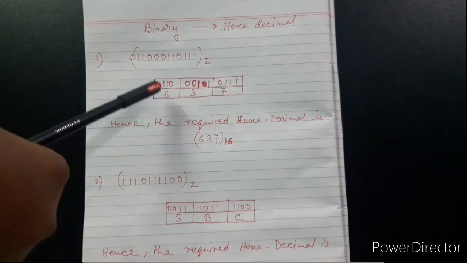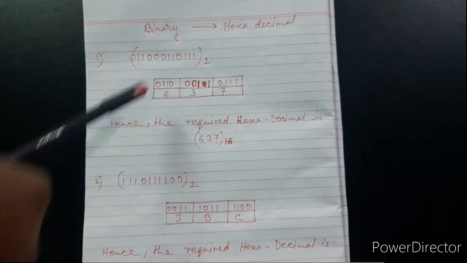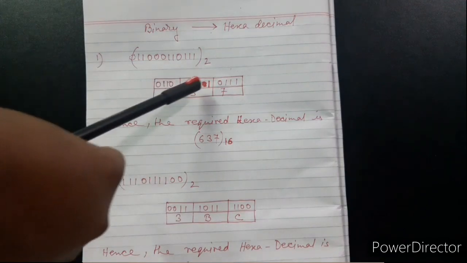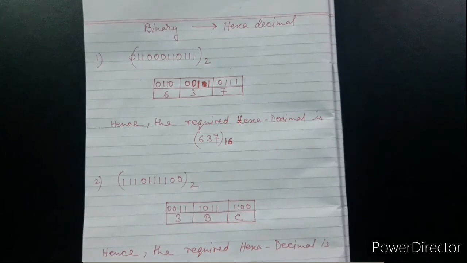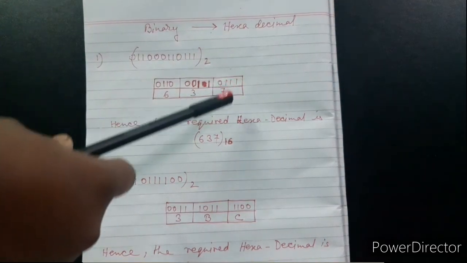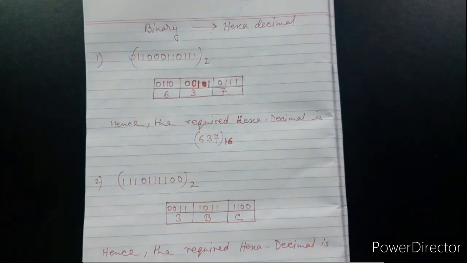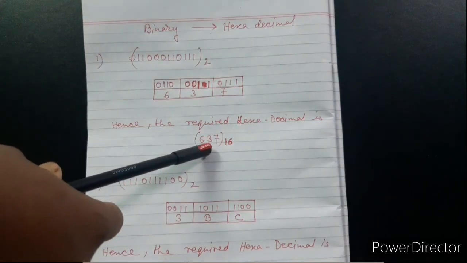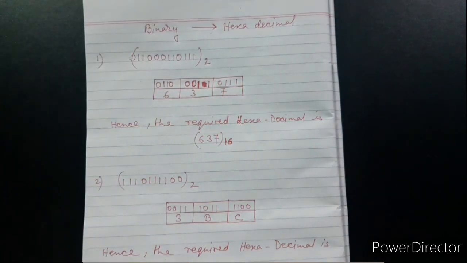hexadecimal equivalent of 0110 is 6. Hexadecimal equivalent of 0011 is 3. And hexadecimal equivalent of 0111 is 7. So the final hexadecimal number is 637, which is the hexadecimal equivalent of this binary number.